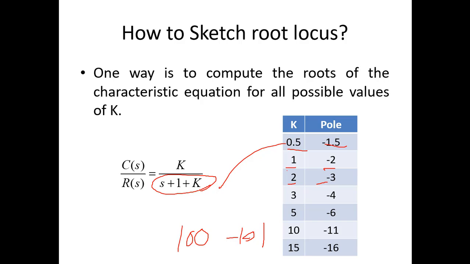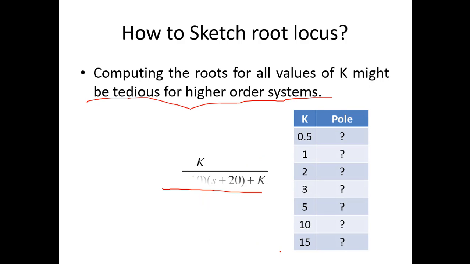So if you put the value of k equal to 100, it will be 100 plus 1, so -101. So it is very much easier in such an equation. But if the roots become more complex, or of higher order, you can see that this is a higher order system. So now it is a very serious task if you perform the same operation. It will take much of your time to find the value of a pole for every k.